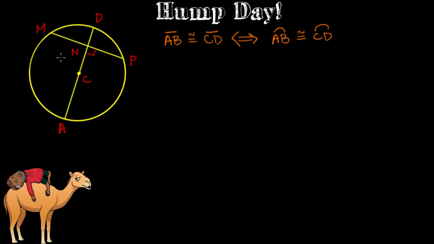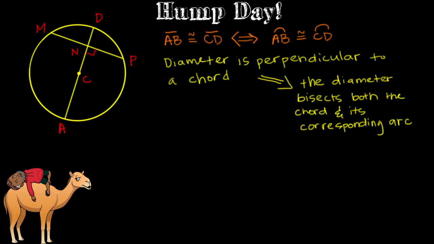All right, so what happens if that was to occur? And this is our second property today. Our second property is that if a diameter is perpendicular to a chord, so if AD forms a 90-degree angle with a chord, then this diameter does two things. The diameter is going to bisect not only the chord, but both the chord and the arc.